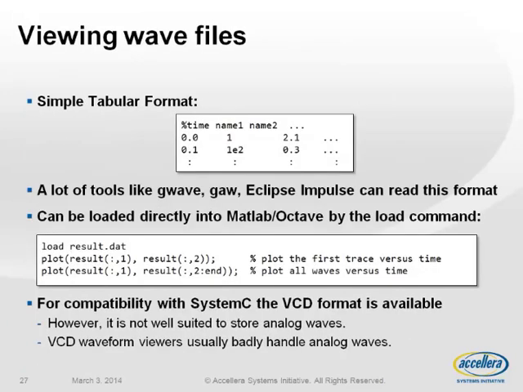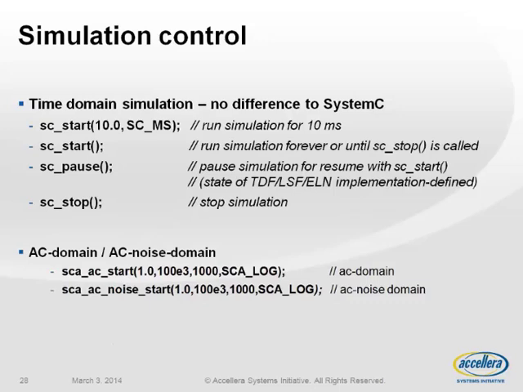The tabular trace format is a very simple format. In the first line, we have the names of the signals, and then in the table, the first column is the time, and then the values. This is a format you can read in a lot of waveform viewers, or you can also easily load it into MATLAB. For simulation control of time domain simulation, the same commands as in SystemC are used. The sc_start command with its different versions, and also the new SystemC 2.3 commands, sc_pause, are available. And we have additionally the AC domain simulation.